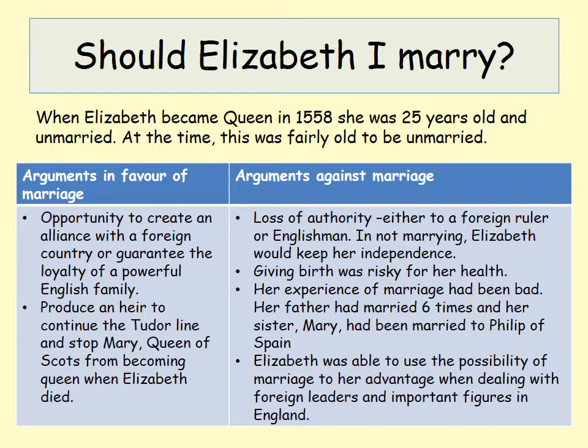And remember, her sister, Queen Mary, had been married to Philip of Spain. So that hadn't really given her the best example of how a marriage to a foreign leader could work. Giving birth was also quite risky for her health. Childbirth was quite risky at the time for women, so that's something that Elizabeth would have thought of. And also, she was able to use the possibility of her marriage as a way to kind of deal with foreign leaders and other important figures in England. If she'd married an Englishman as well, that could have created tensions between people within England and some of the main noble families in England at the time. So Elizabeth, in the end, decided that it probably was best for her not to get married.